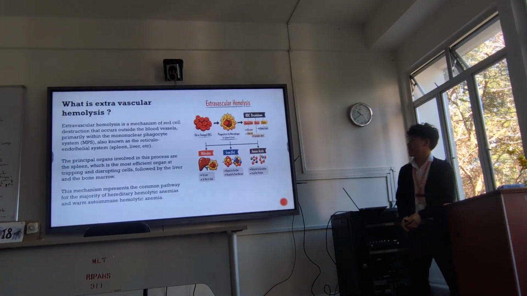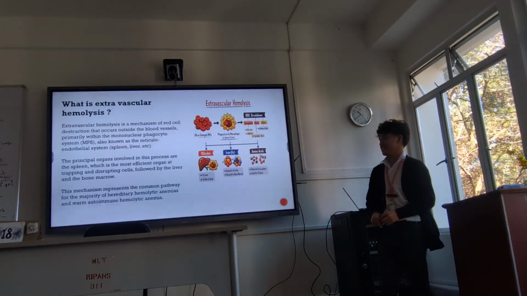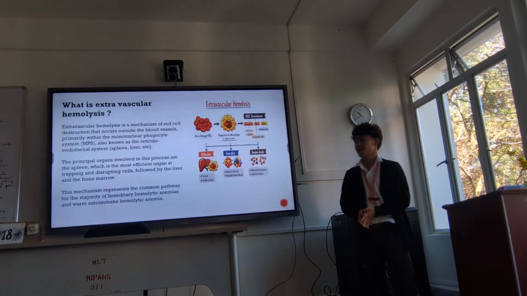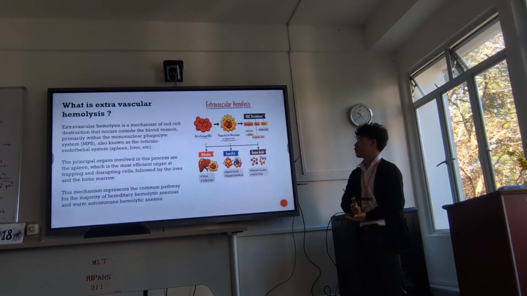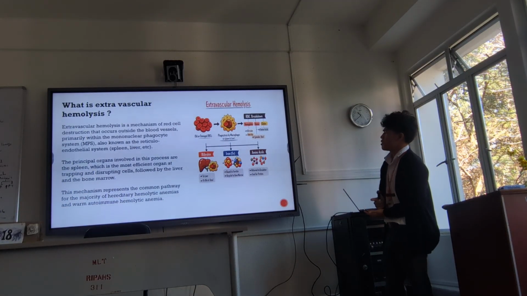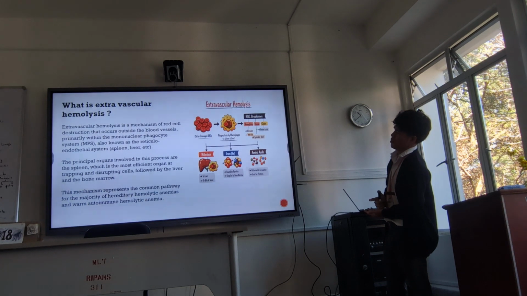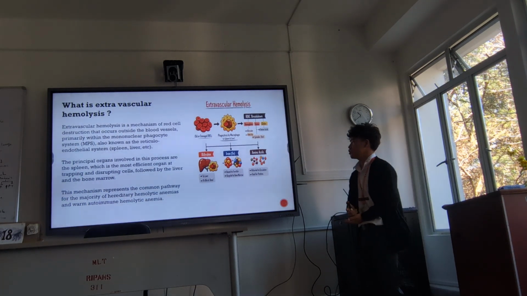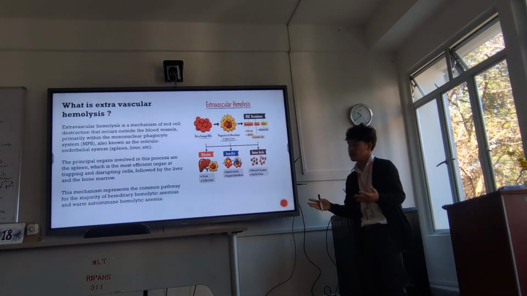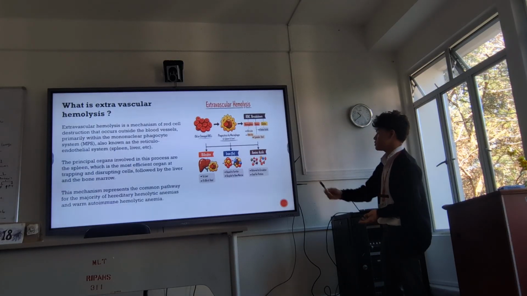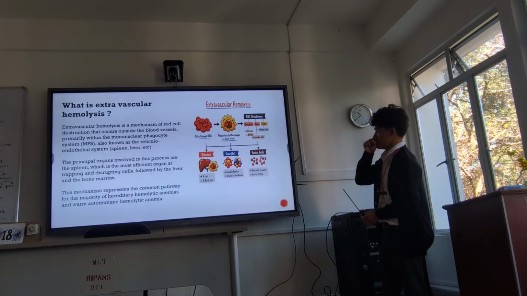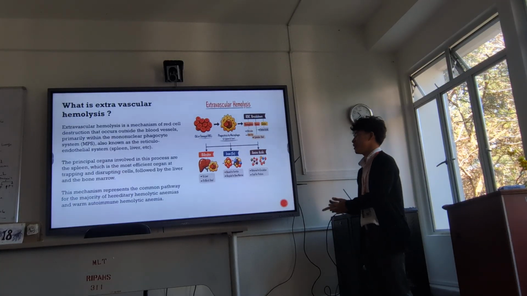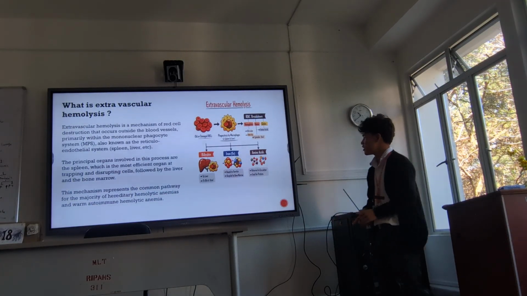And extravascular hemolysis. As you know, extravascular means outside the blood vessels. Examples are the mononuclear phagocytic system, also known as the reticuloendothelial system. It means in the liver. The principal organs involved in this are the spleen, followed by the liver, and then the bone marrow.